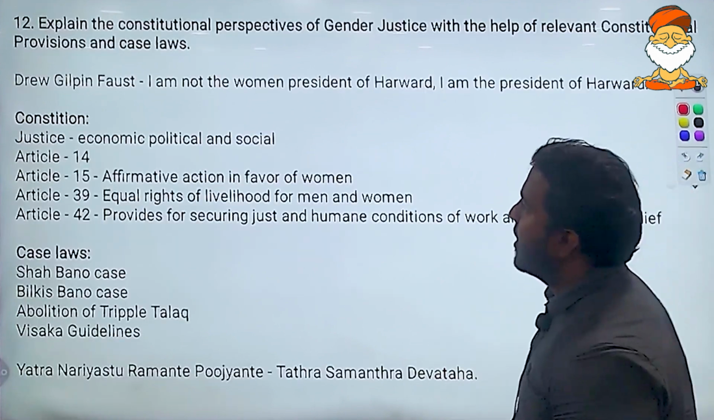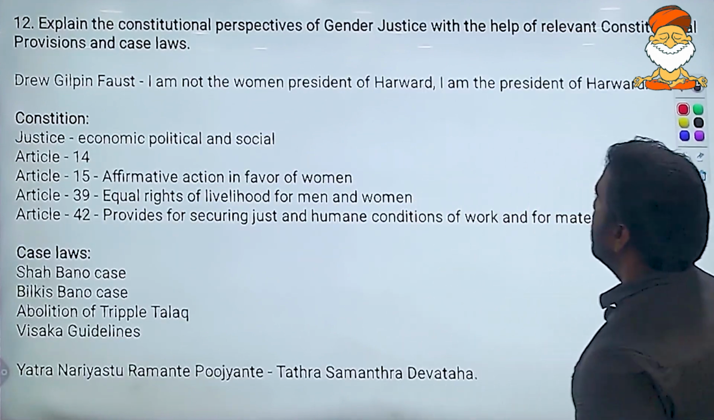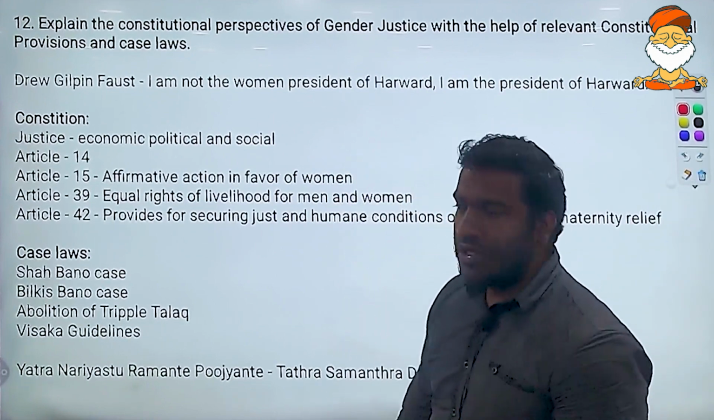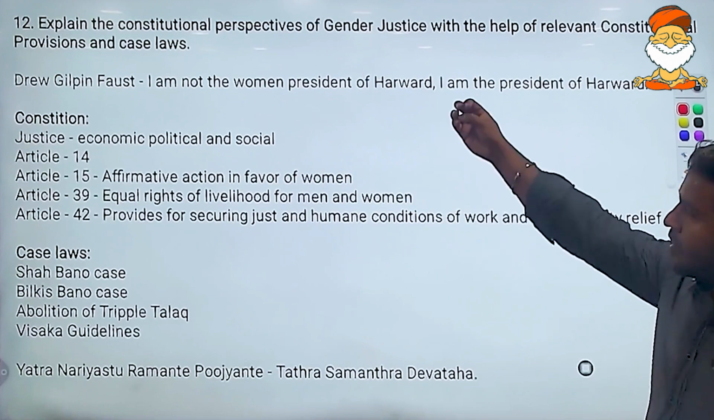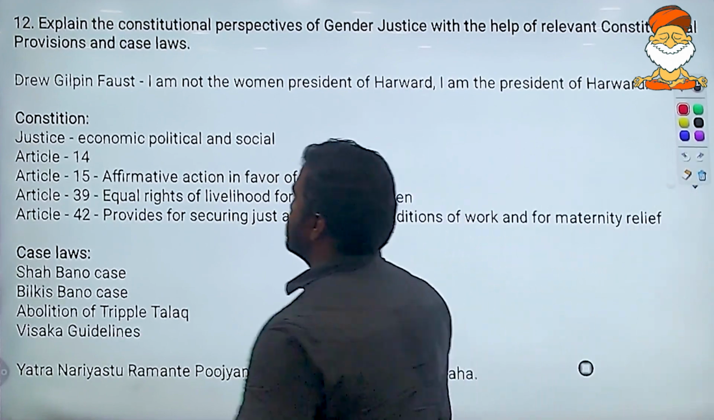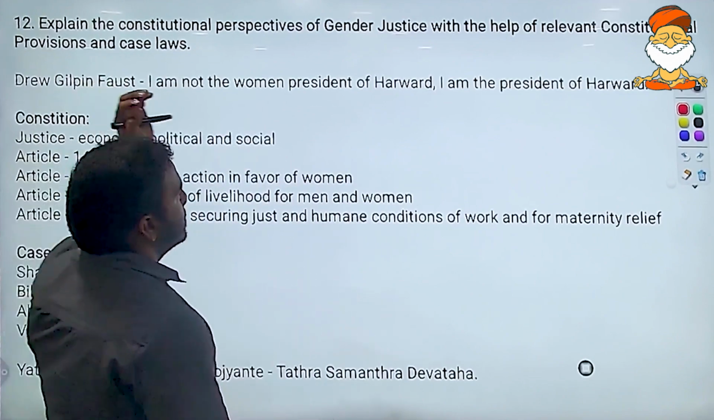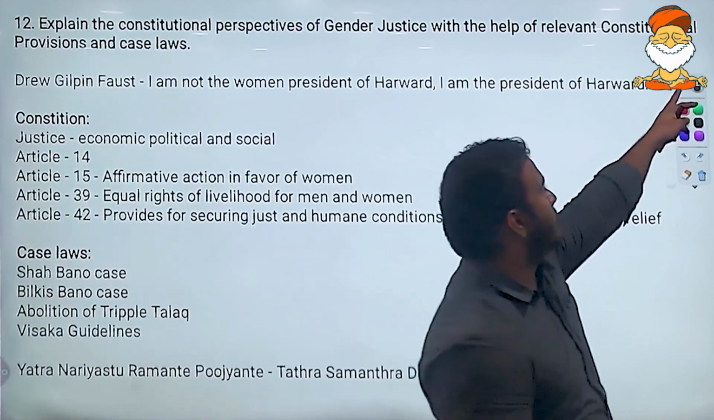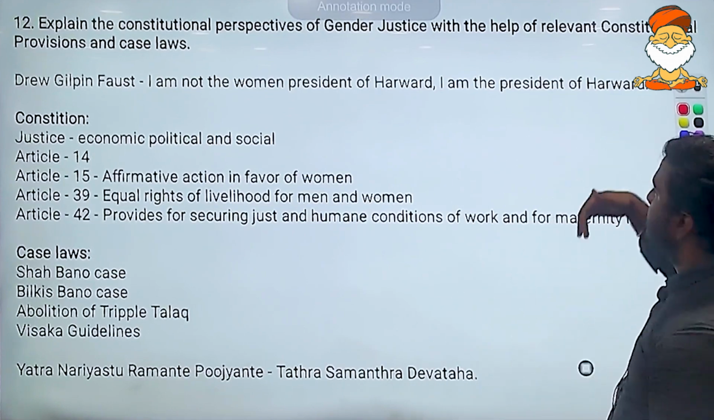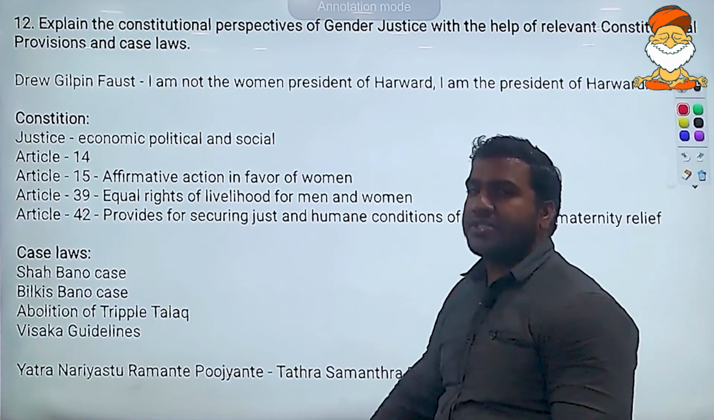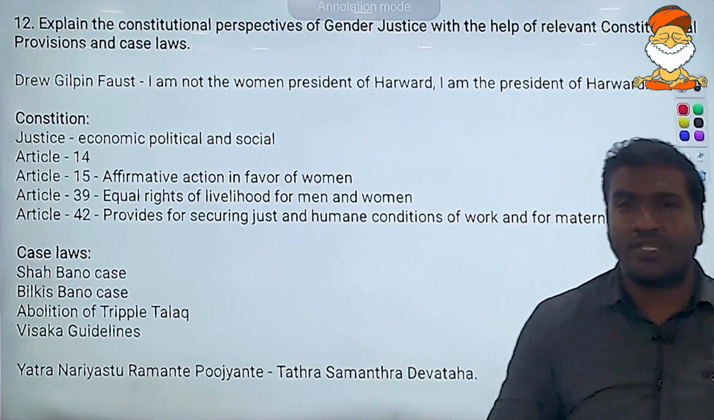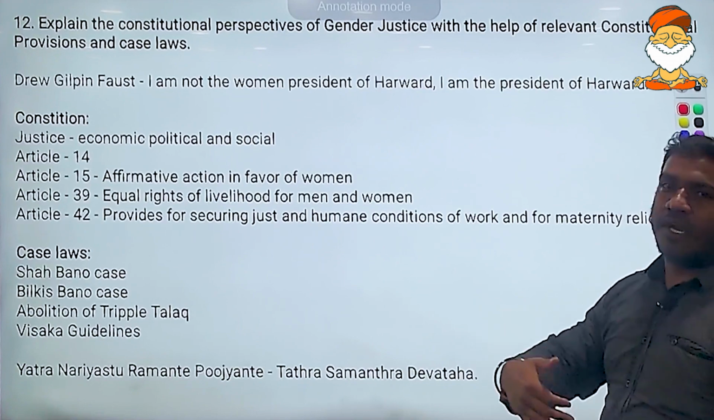Come to the next. Explain the constitutional perspectives of gender justice with the help of relevant constitutional provisions and case laws. So again, a direct question. Whatever the constitution gives about gender justice, we'll put in here. So Drew Gilpin Faust, she was the president of Harvard. She says, I am not the woman president of Harvard, I am the president of Harvard. So in every stage gender justice is applicable. Like it is not chairman, it is chairperson. Likewise, it is not batsman, batsperson.